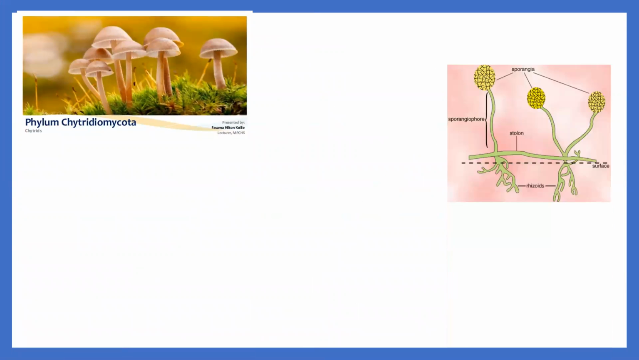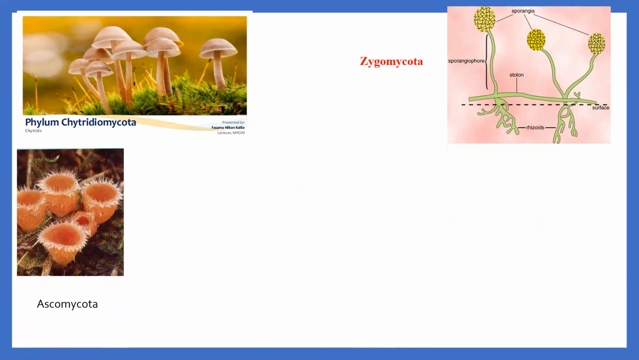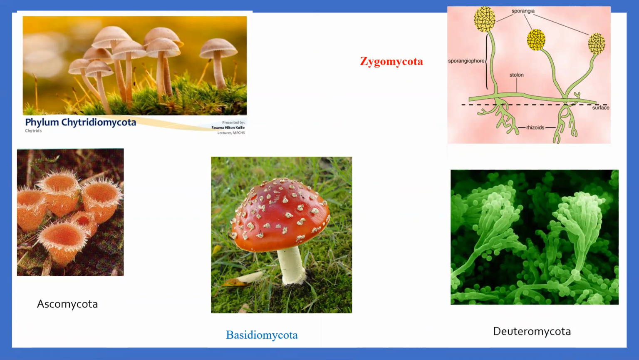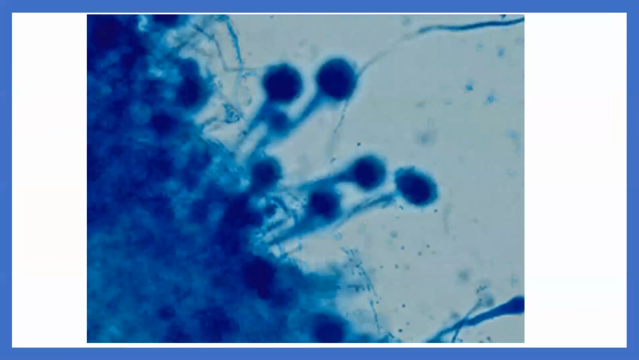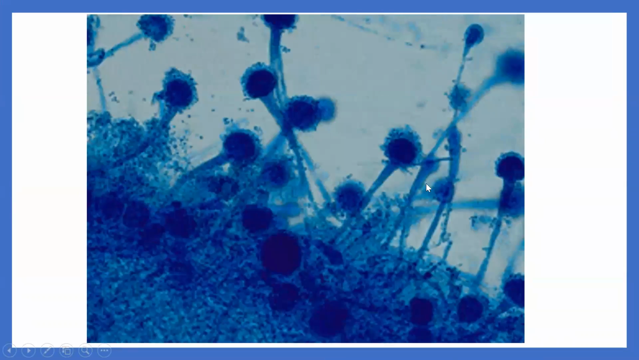So here we can see the structures of different groups of fungi. This is the lactophenol cotton blue stained Mucor. So here we can see the hyphae.